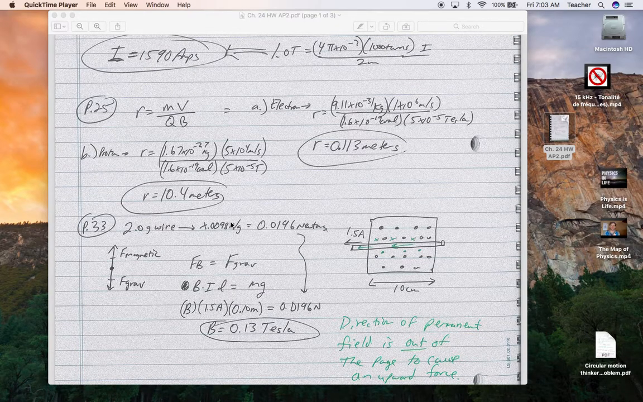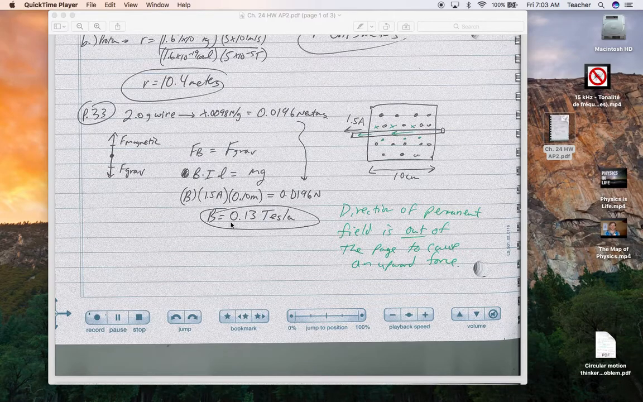So for number 33, you've got a 2-gram wire here. It's in a magnetic field. It showed you the direction of the magnetic field. I drew a free body diagram first. That's something that's pretty important in terms of understanding how these forces are balanced.